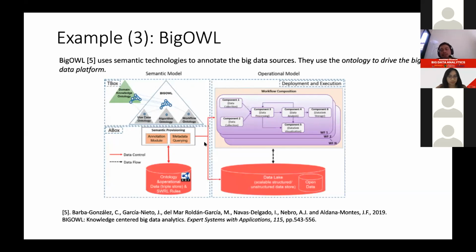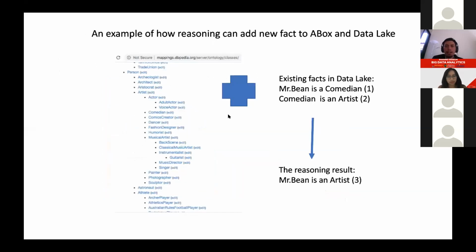How? They have the terminological box, the schema, here. If they run the schema and the instances, if they do reasoning based on these two components, they can produce new facts and they can push the new facts into the data lake. Here is the illustration of how reasoning in BigOWL can add new facts. So this is the schema.